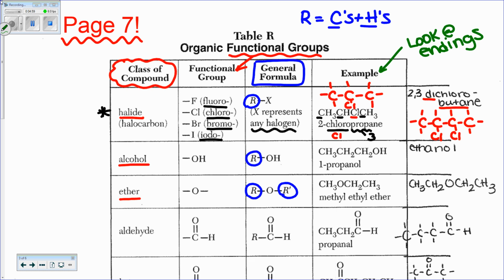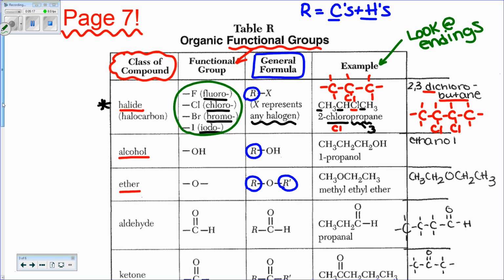So all I did was modify that first one, which was chloropropane, so a chlorine with 3 C's. This is dichlorobutane, so 4 C's, 2 Cl's. So just think for the halides, that's where you're going to get these names here, your fluoro, chloro, bromo, iodo. So now I'm on to alcohols.